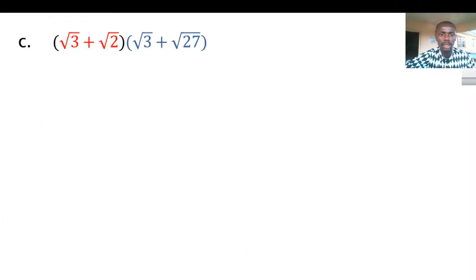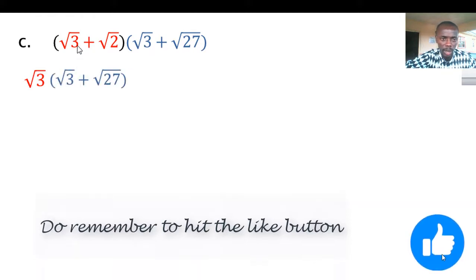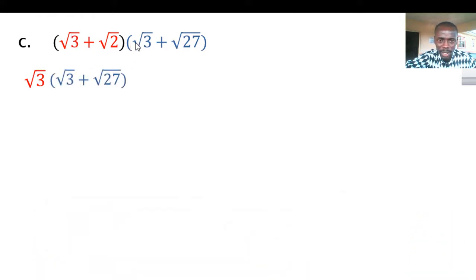The next example, C. I'm having root 3 plus root 2 into the bracket of root 3 plus root 27. How do we go about this? Okay, so I'm going to be writing out the root 3 here, which is one of the terms here, and I'm also going to be writing out everything here in this blue. Alright, so I write root 3, then everything in the second blue bracket. Okay, with that done, I'm going to be bringing out plus root 2, the remaining term in this bracket. I'm still writing out all the terms in this blue bracket.